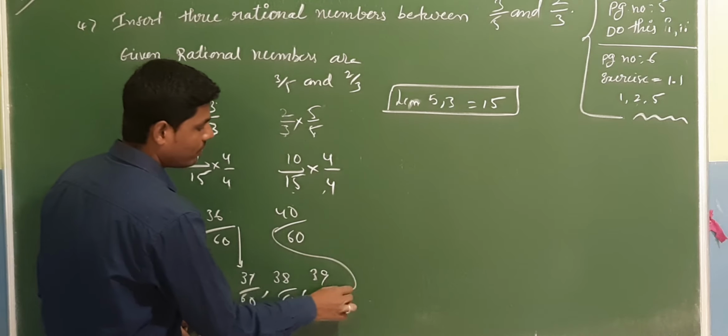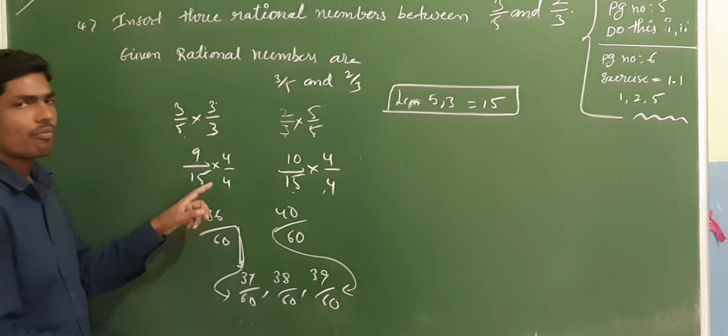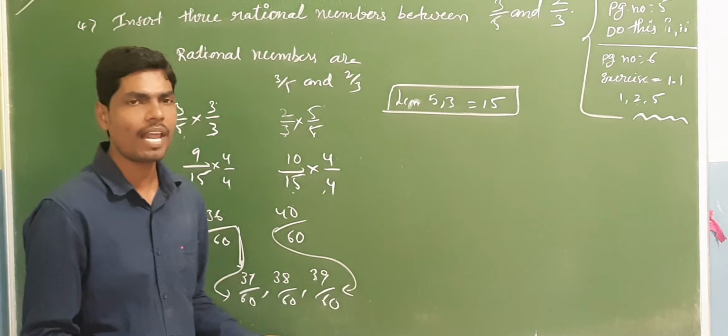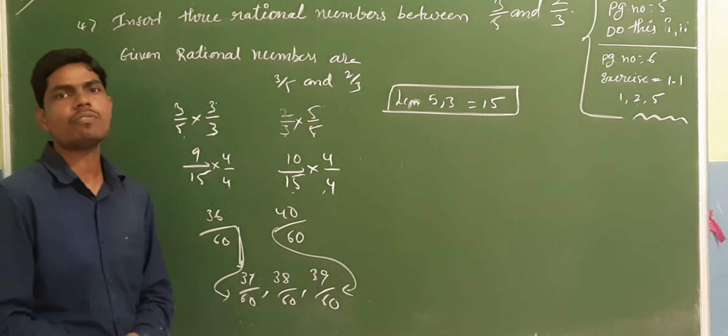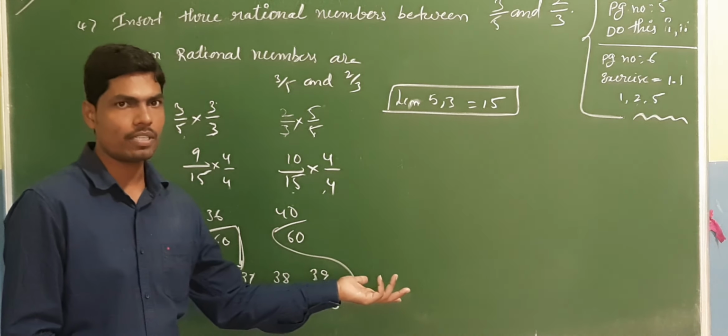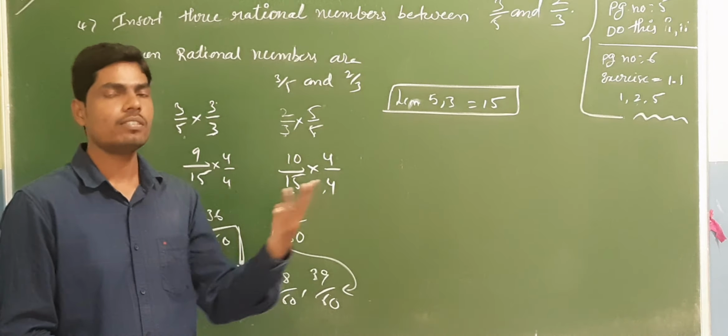In between of these two rational numbers. Why do you have to multiply only with 4? If you multiply with 5, what will happen? Yes, if you multiply with 5 also, you will get 4 rational numbers. But we need to find only 3. You can take 3 numbers from those 4.